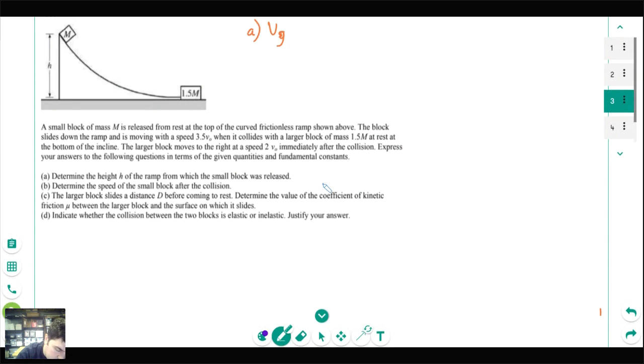I'm going to say we have potential energy due to gravity, and all of it turns into kinetic energy as the block slides down the ramp. So our potential energy due to gravity, mgh, and our kinetic, 1/2 mv, I'm sorry, 1/2 m times 3.5 v0 squared. Because we're told we have that speed at the bottom of the ramp.